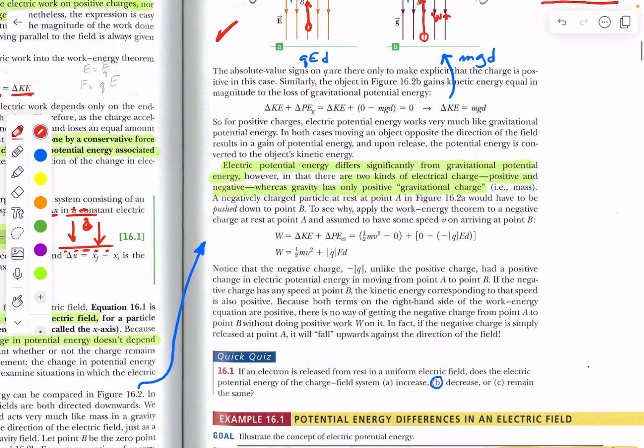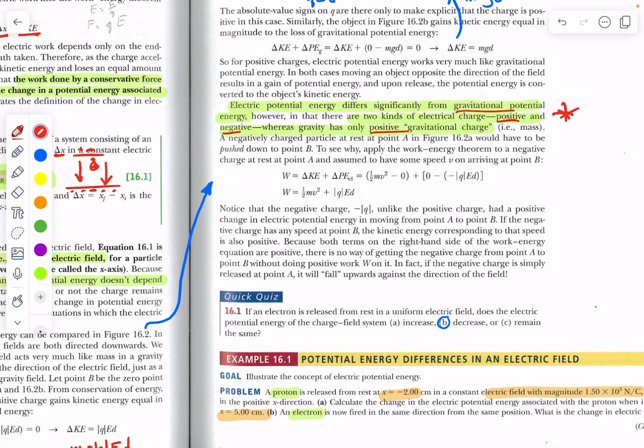So once again, electric potential energy differs significantly from gravitational potential energy because electrical charges can be positive and negative, and at least as far as we know, gravity is always positive. We don't have any anti-gravity particles or anti-gravity fields, though as we investigate this thing called dark energy, we might come to different conclusions at some point in time.